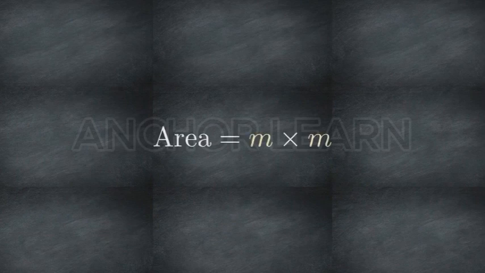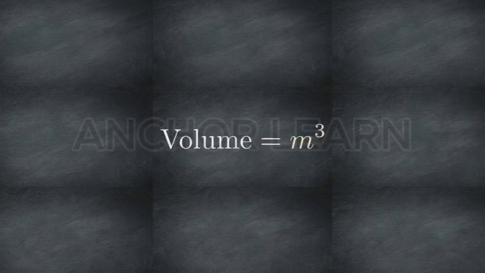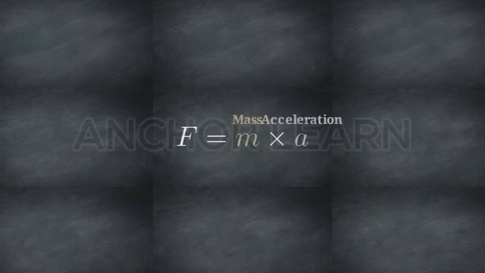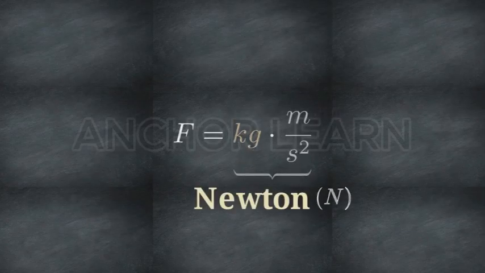This works for complex concepts like force. Force is mass multiplied by acceleration. In fundamental terms, that is the kilogram multiplied by meters per second squared. Scientists use the name Newton as a label for this specific combination of fundamental units. It is a shorthand name for a complex block.